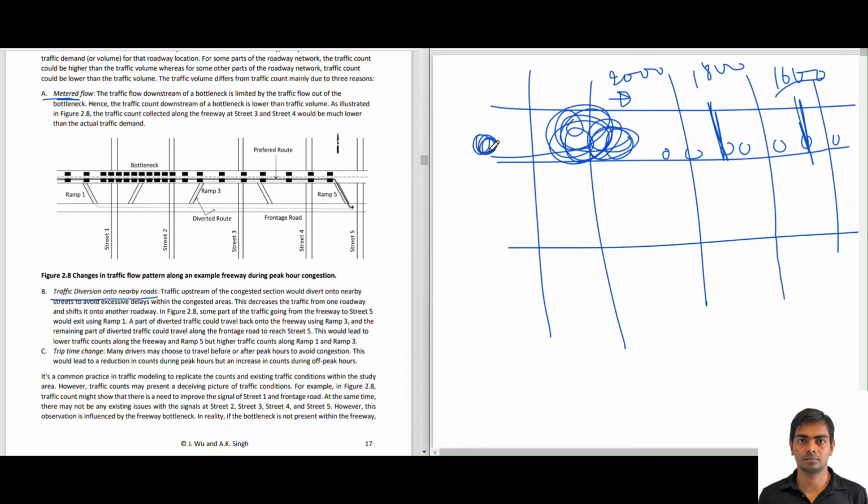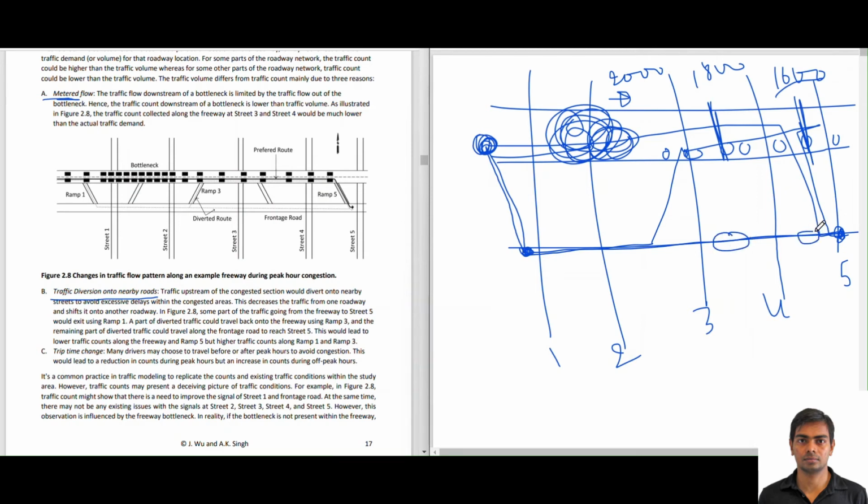For example, if there is a vehicle here who wants to go to street number 5, let's call them street number 1, 2, 3, 4, 5. Instead of going through the freeway and taking the exit ramp here, the vehicle may decide to exit here or go straight. Or some vehicles may decide to exit here, then take the entrance here, exit here, then go here, go here. Because of this diversion, we'll notice that the number of vehicles in this area and at this intersection has increased, whereas the number of vehicles on the main lane has decreased. So this is called diversion.